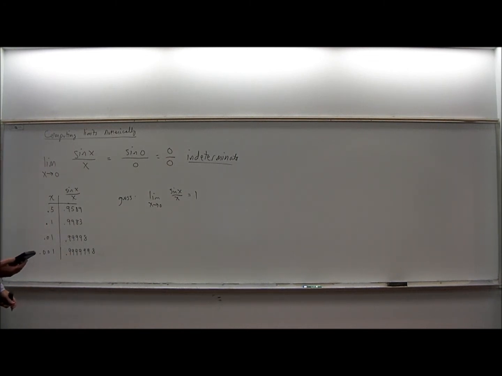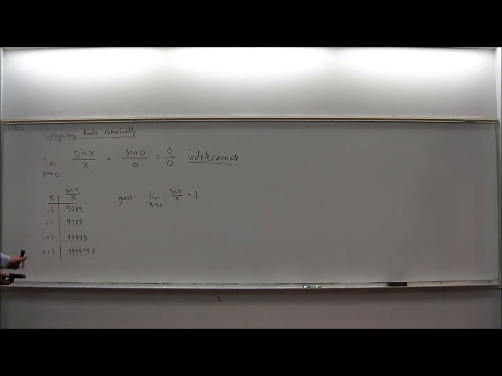A couple of comments. One is that when we're doing calculus involving the sine function here, our calculator should be in radian mode. So this was 0.5 radians, 0.1 radians. If your calculator is in degree mode, then you would get different values here.